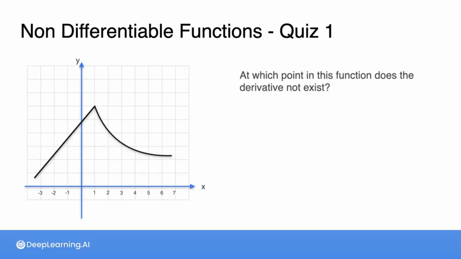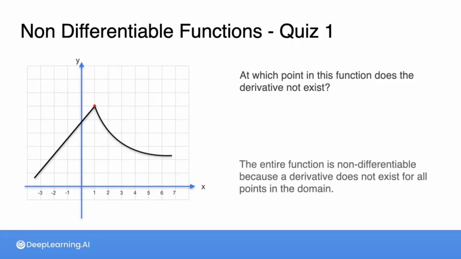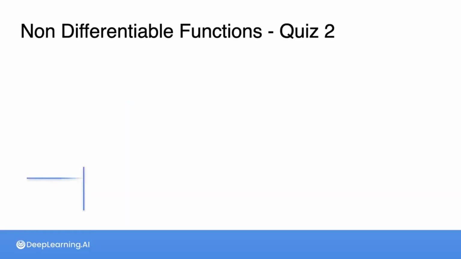And so if you said that the derivative does not exist at x equals 1, then you were correct, because here we can draw multiple lines and neither one of them is well defined as the derivative at that point. So we say that the entire function is not differentiable because a derivative does not exist for every single point in the domain.